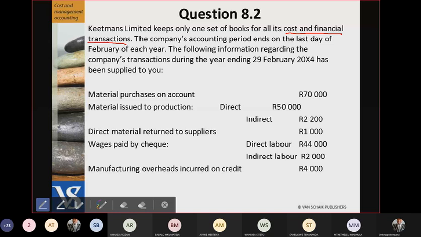The following information regarding the company's transactions during the year ending 29 February 2024 has been supplied to you. You've got the material purchased on account 70,000, direct material issued to production, you've got a direct one of 50,000, indirect of 2,200, direct material returned to supplier is 1,000 rand. Wages paid by cheque, direct labor 44,000, indirect labor 2,000. Manufacturing overheads incurred on credit is 4,000.